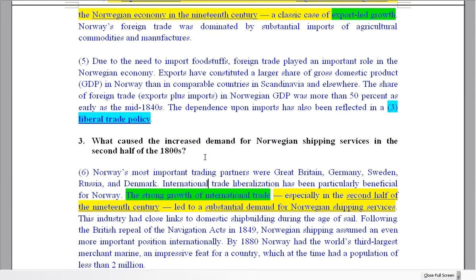Okay, so a classic cause and effect type question here. We've got the effect, but what we need to do is find the cause.